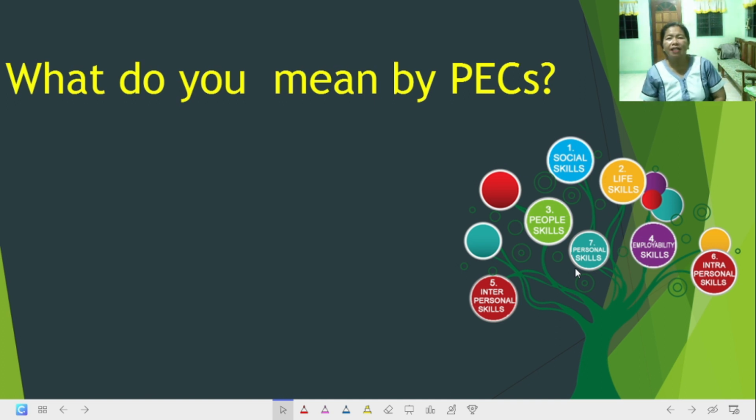Number 1 is social skills. Number 2, life skills. Next one is people skills, employability skills, interpersonal skills, then intrapersonal skills, and the last one is personal skills. So, if you are an entrepreneur, then you have to evaluate yourselves if you have these characteristics or traits that I have just mentioned earlier. The 7 skills of an entrepreneur.